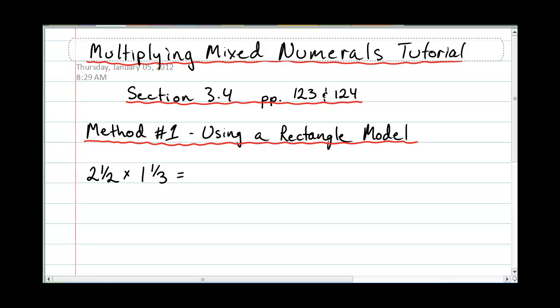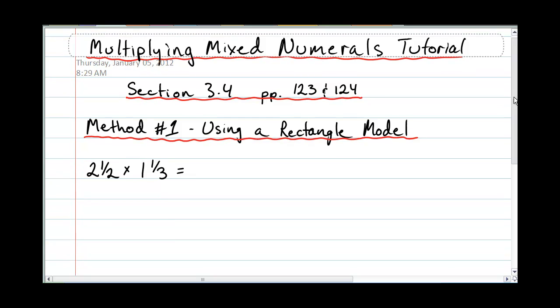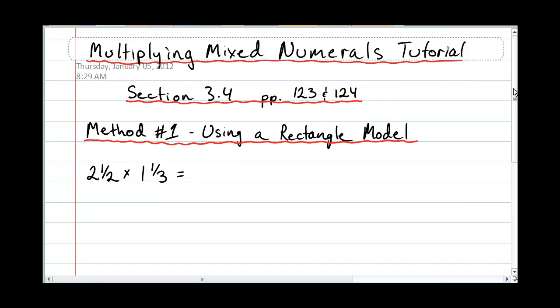Okay, this tutorial is for section 3.4 on multiplying mixed numerals. And what I'm going to do is provide you with a tutorial for each method of multiplying mixed numerals. The first method we're looking at is using a rectangle model to multiply mixed numerals. So we have this question, 2.5 times 1 1/3.